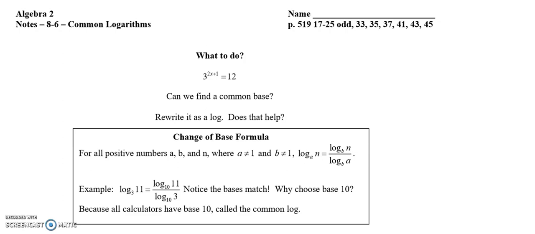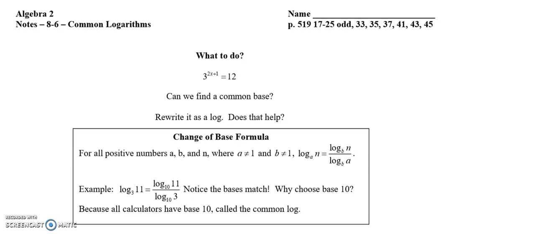Hello everyone. Today we are working on the 8-6 notes, common logarithms. Everything we've done so far has been really nice. All the numbers work nicely, we can get the bases to match, everything just works. But what happens when it doesn't?